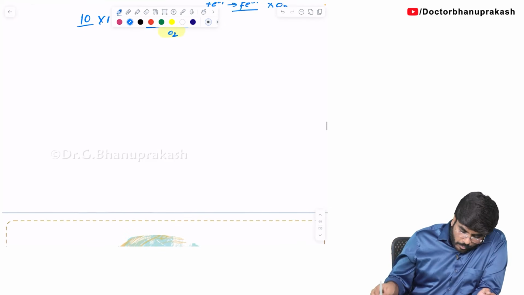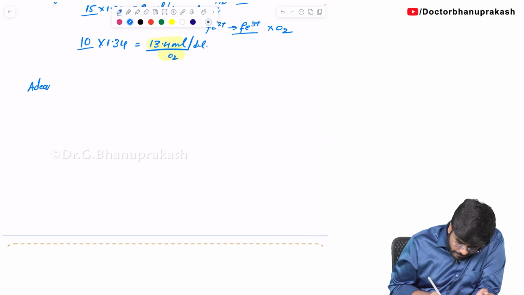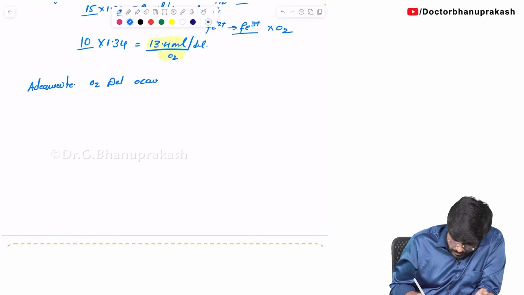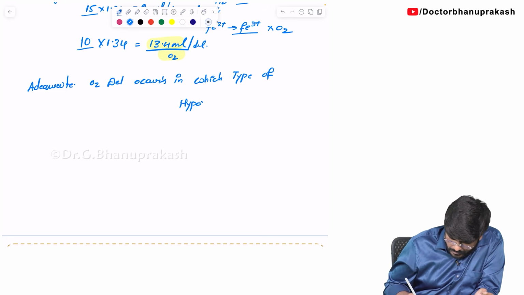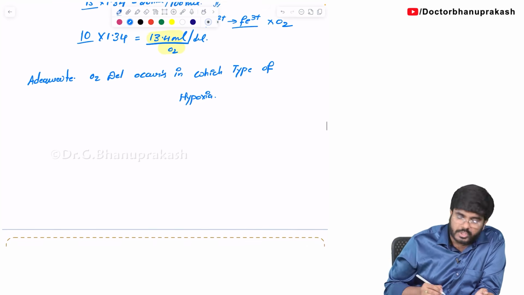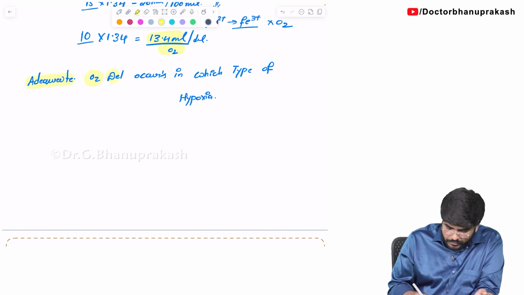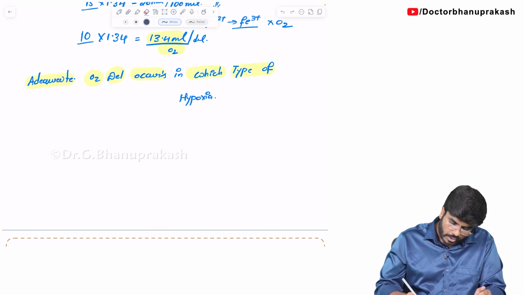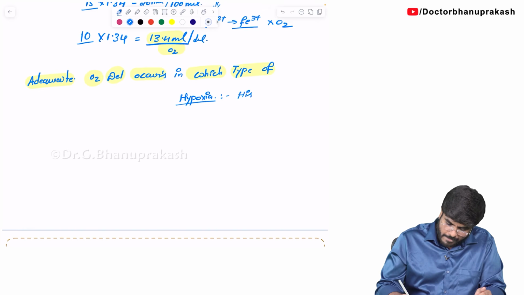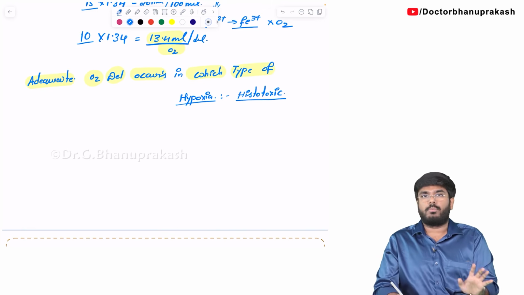After this, let me tell you one important question which was asked. Adequate oxygen delivery occurs in which type of hypoxia? Means a good amount of oxygen is going to the tissues, but still the person is suffering with hypoxia. Which type of hypoxia? You all know the answer is histotoxic hypoxia, also called cytotoxic, meaning cellular problem, cytotoxic hypoxia.